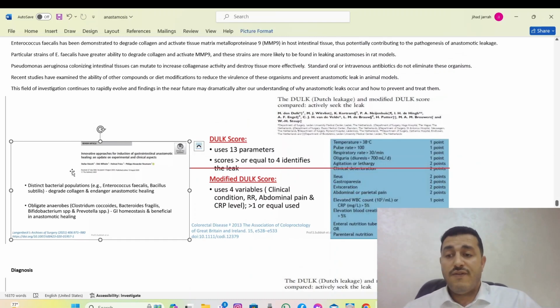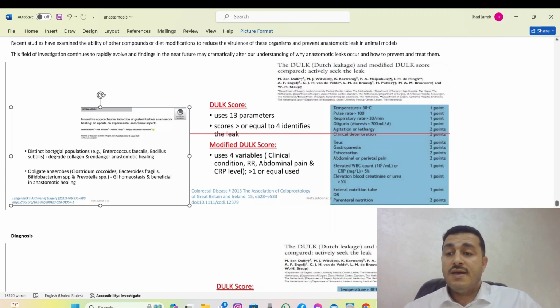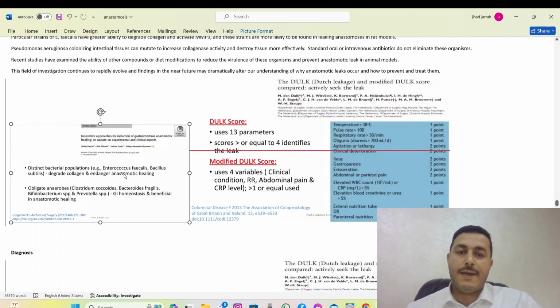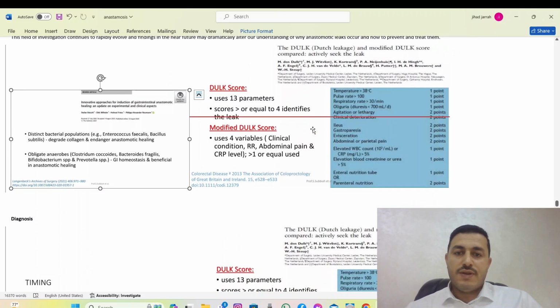This is a nice picture. I found it on the internet. You can see here that Enterococcus faecalis and Bacillus degrade collagen and increase the leak, while some bacteria can be beneficial for anastomosis, such as Bacteroides fragilis. Okay, forget about this picture.